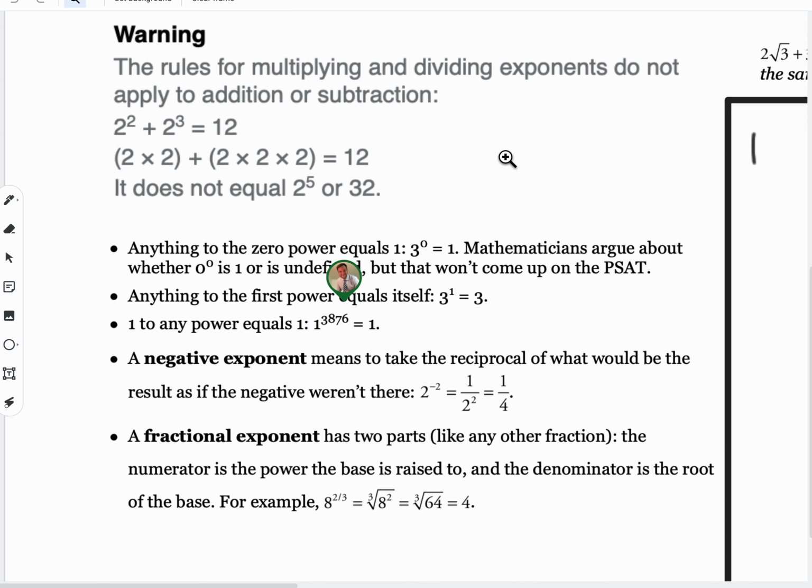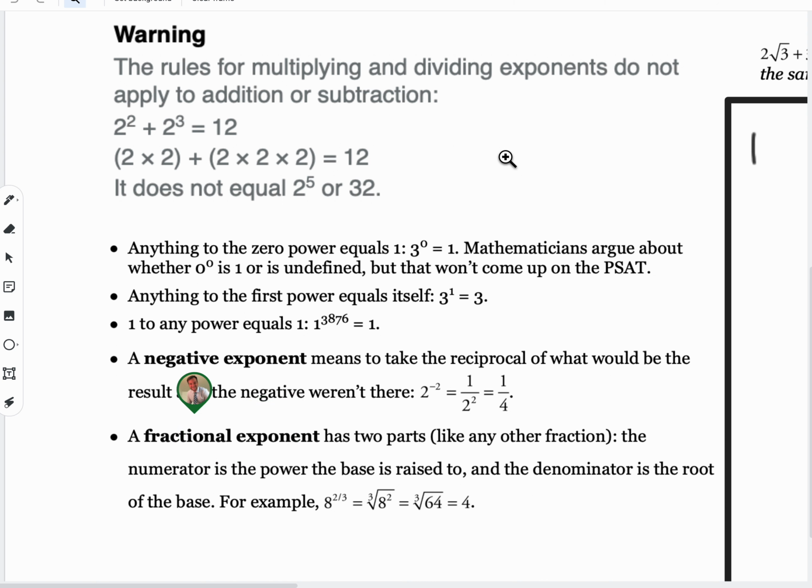A negative exponent means to take the reciprocal of what would be the result as if the negative weren't there. For example, 2 to the negative 2nd power, we can rewrite as 1 over 2 squared, or 1/4. Taking that negative out of there, changing that 2 over 1 to its reciprocal, 1 over 2 squared will give us 1/4.